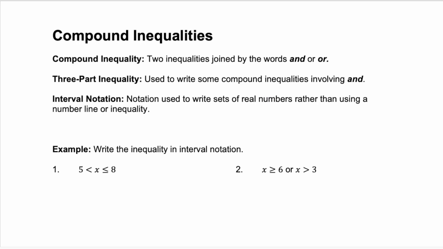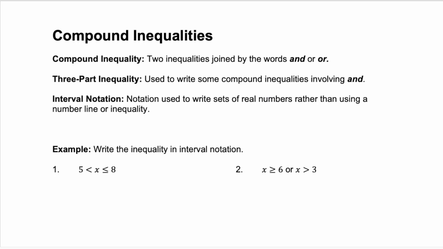Today we're going to talk about compound inequalities. A compound inequality is when you have two inequalities and you join them together with the words and or. You can also have a three-part inequality. This represents an inequality using the word and, and it just combines those two inequalities into one, but with three parts. I'll show you some of those. And then we need to talk about interval notation.